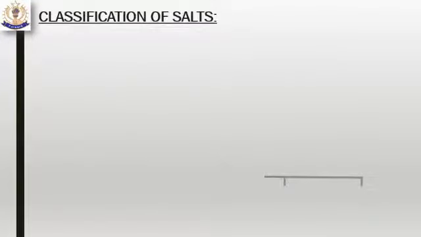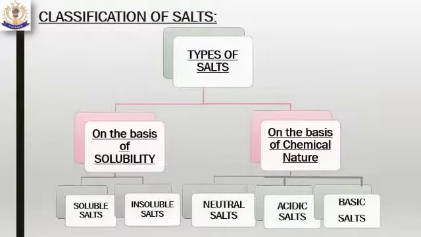Now let's talk about the classification of salts. Salts are classified on two bases: on the basis of solubility and on the basis of chemical nature. On the basis of solubility, there are two types of salt, that is soluble salts and insoluble salts. And on the basis of their chemical nature, there are three types of salts, that is neutral salts, acidic salts and basic salts.